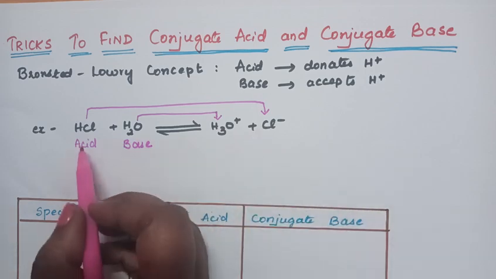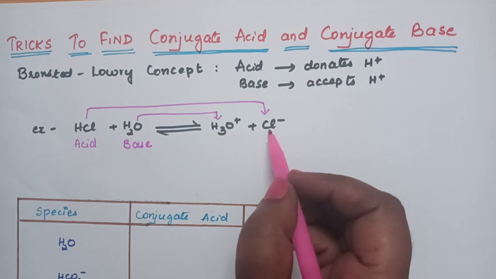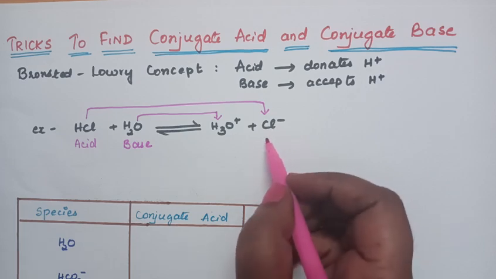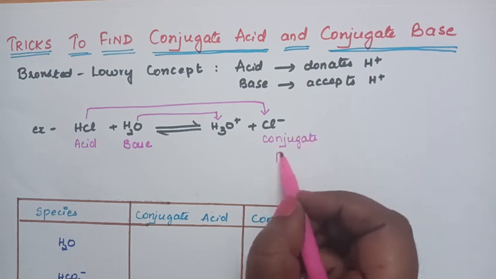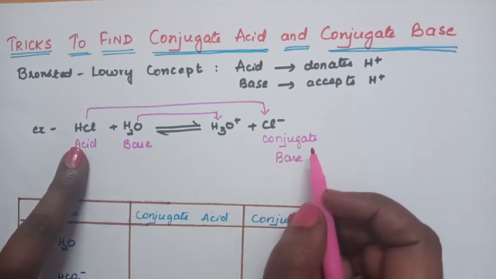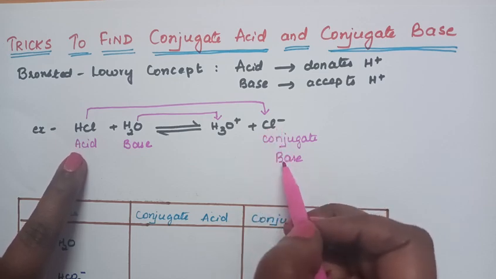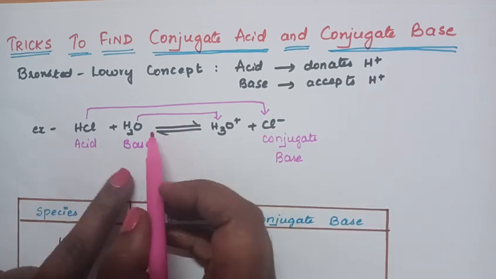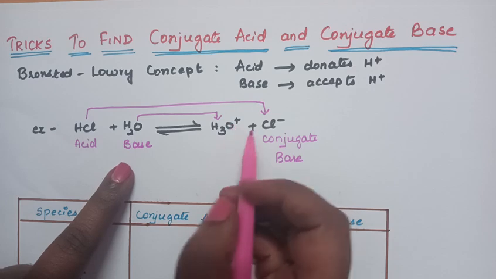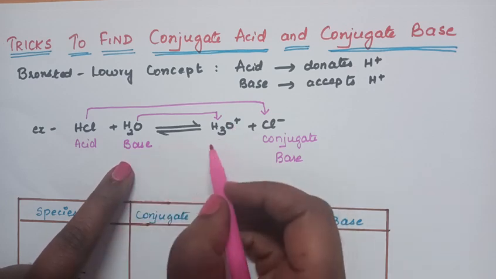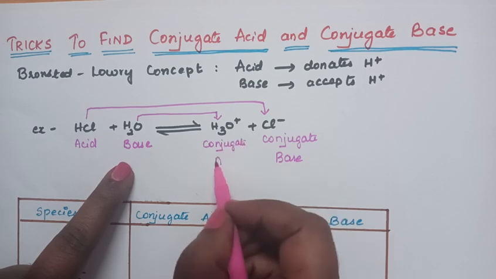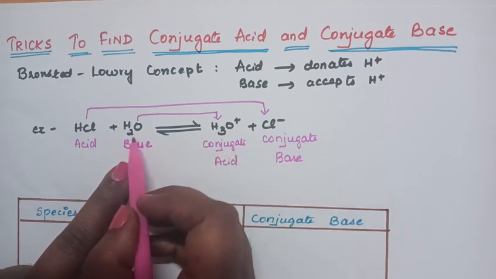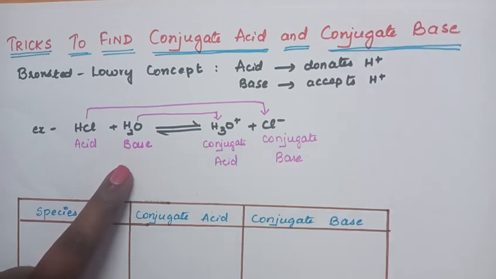And here you can see the acid which donates a proton and forms Cl minus. So this is called the conjugate base. Cl minus is called the conjugate base of HCl. Same way, H3O plus is called the conjugate acid of the base water.